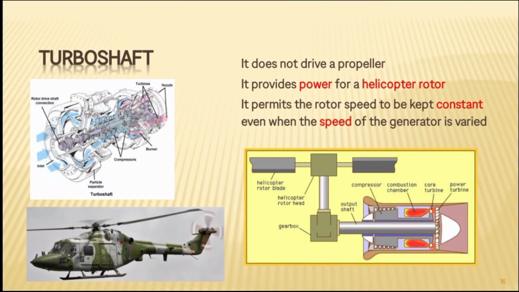Next, see turboshaft. It does not drive a propeller. It provides power for the helicopter rotor. It permits the rotor speed to be kept constant even when the speed of the generator is varied.